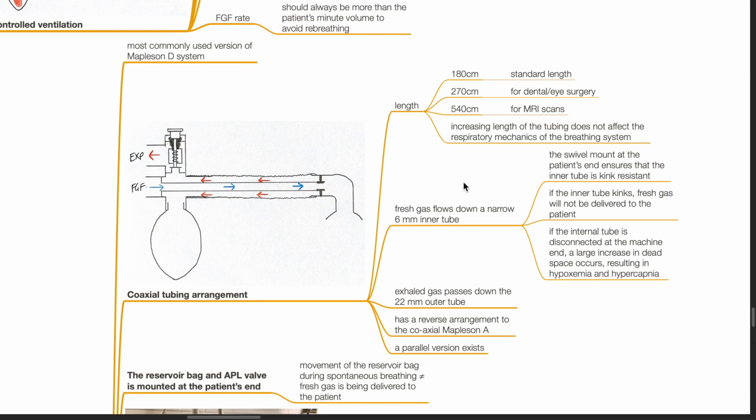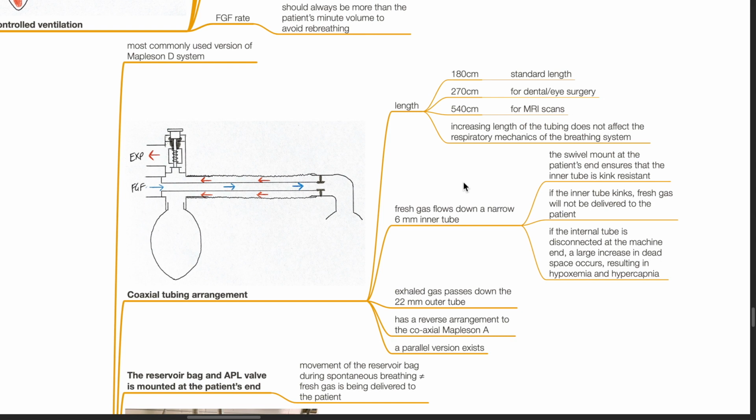Fresh gas flows down a narrow 6 mm inner tube. The swivel mount at the patient's end ensures that the inner tube is kink resistant. If the inner tube kinks, fresh gas will not be delivered to the patient. If the internal tube is disconnected at the machine's end, a large increase in dead space occurs, resulting in hypoxemia and hypercapnia.